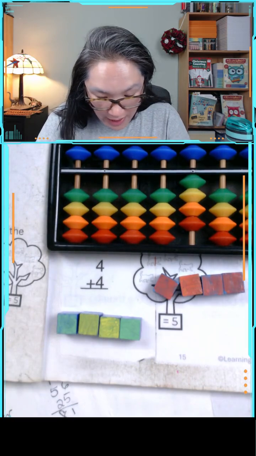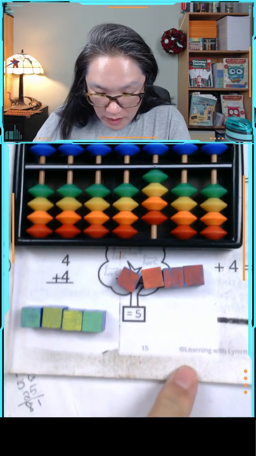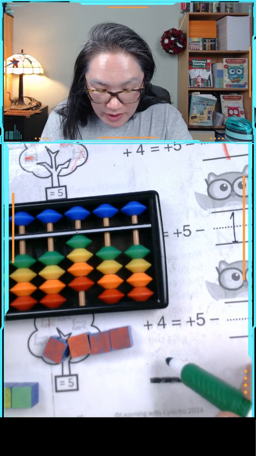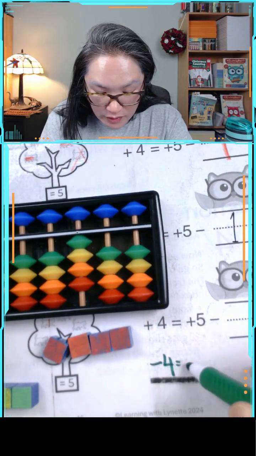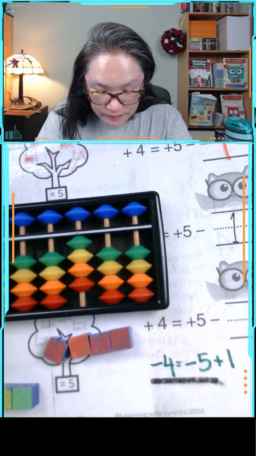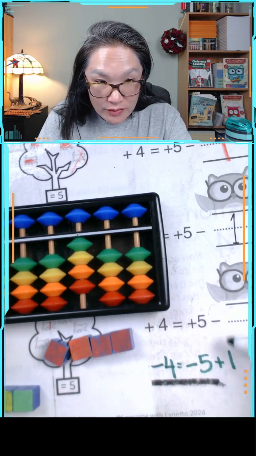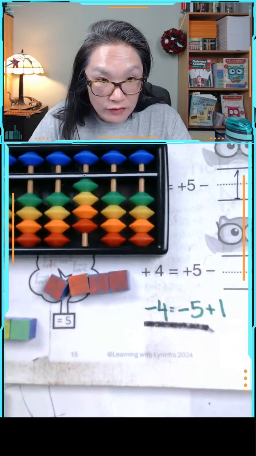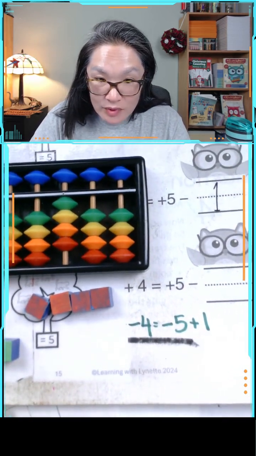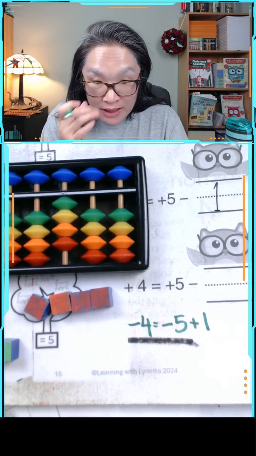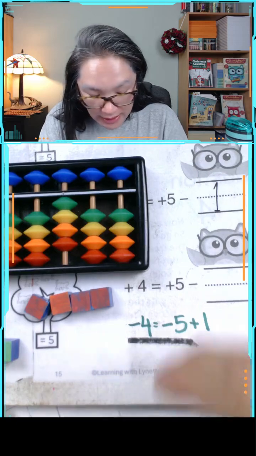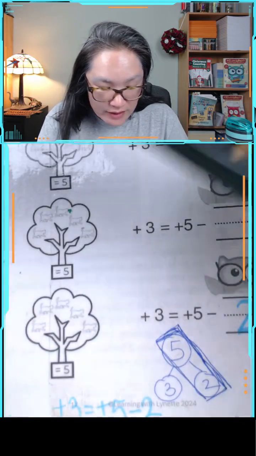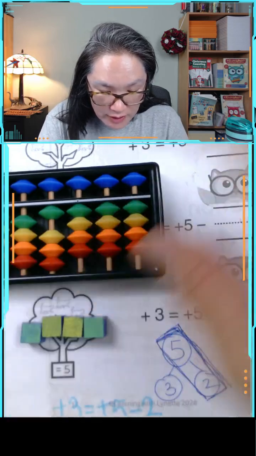Because when we are adding, it is plus 4 is equal to plus the 5 minus the 1, right? But then when we're subtracting, it's minus the 4 is equal to minus the 5 plus the 1. So see how the signs are reversed? They're exactly the same numbers, but it's reverse. It is so much easier on the abacus visually. Yeah, it's really crazy how easy it gets. And the more you see it, the easier it is.